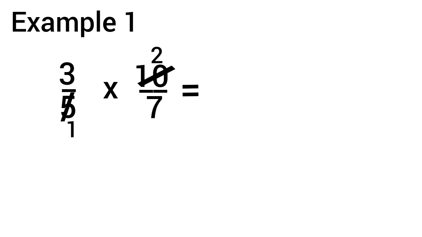3 times 2 is 6. 1 times 7 is 7. So our answer is 6 over 7. So this is how we multiply fractions.